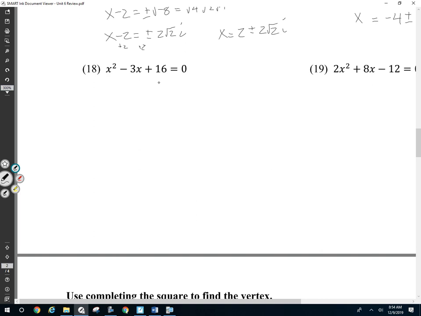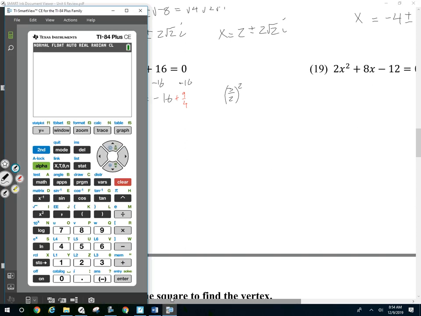Let's do another one. Subtract 16, or add negative 16. X squared minus 3x equals negative 16. Take b divided by 2, square it. It ends up being 9/4. That's not nice, but it is a perfect square. It is (x minus 3 over 2) squared. And on the right side, we could do negative 16 plus 9/4.